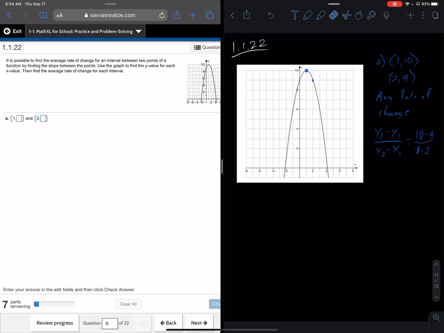So that's going to give me 1 over negative 1, which would be equal to negative 1. So in this case, the average rate of change would be negative 1.